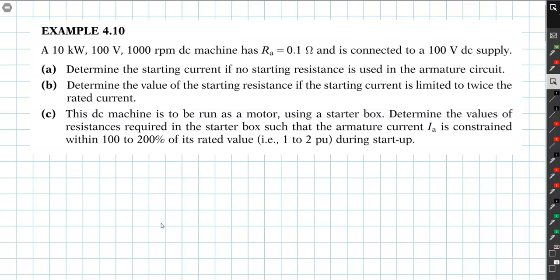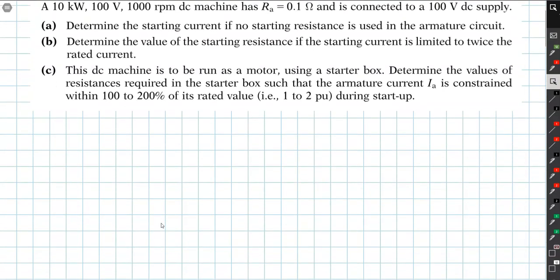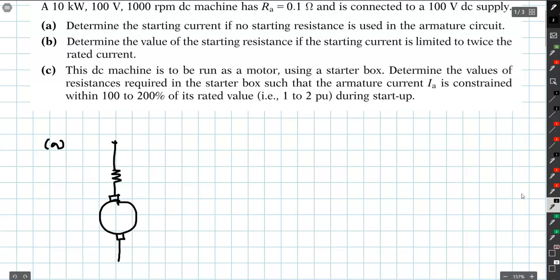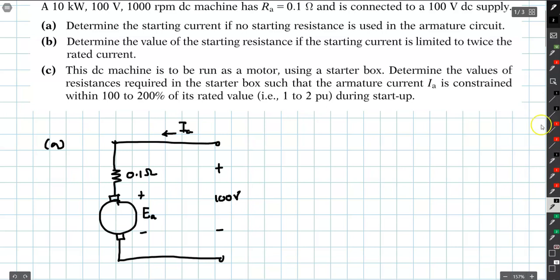So let's draw the armature circuit first for part A. During the startup, omega is equal to 0, which means that EA, which is equal to K phi omega, is going to be equal to 0. Therefore, if we take the KVL around this loop, then we can calculate the current. IA equals 100 over 0.1, which is equal to 1000 ampere.